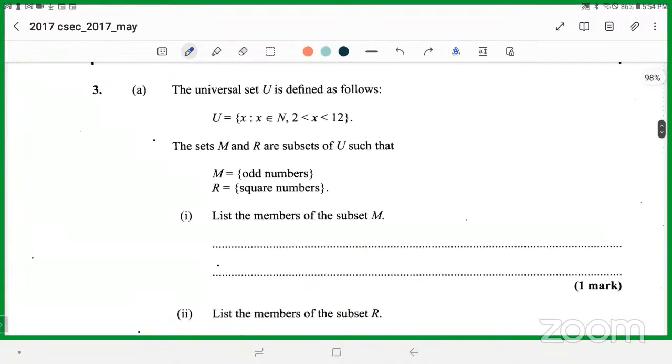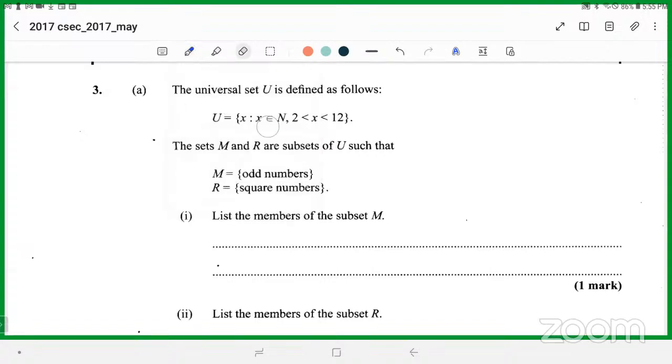So this question says the universal set is this. Remember the N stands for natural number. This is a symbol for is a member of. So all this is saying is that X is a member of natural numbers. So natural numbers don't include decimals like 2.1 and 2.3. Natural numbers start from 1, because these are the numbers that you count naturally. And you count naturally from 1. 1, 2, 3, 4. Those are your natural numbers.